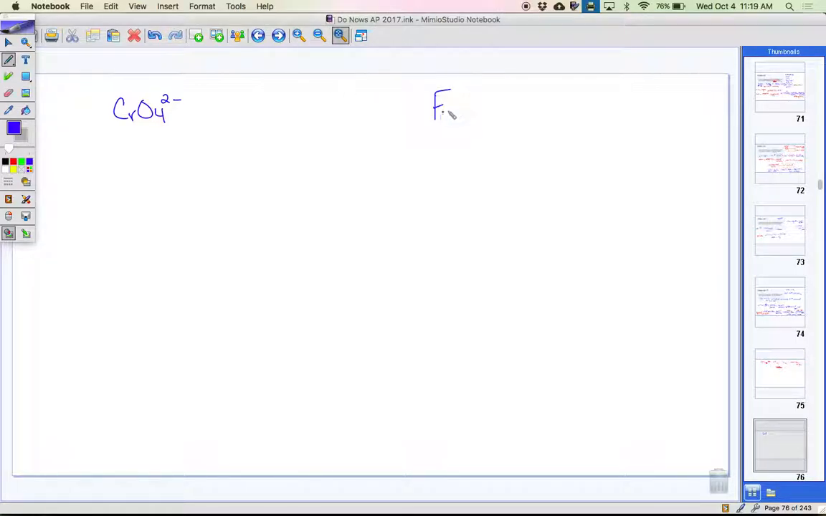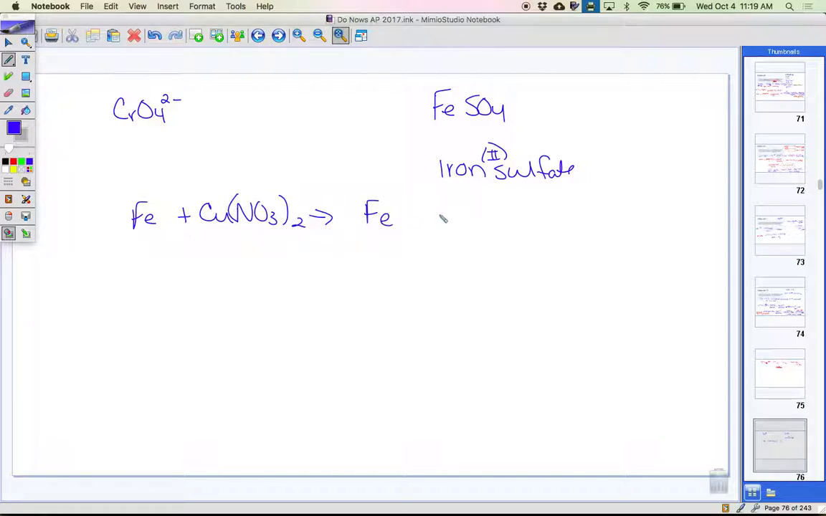If it's FeSO4, you know it's plus 2. But if they're just writing iron, surely they won't just write iron sulfate. They'll tell you. Your other question is about single displacement. I don't have the activity series memorized, but if it's iron plus copper(II) nitrate, when you go to the other side, now you're guessing.